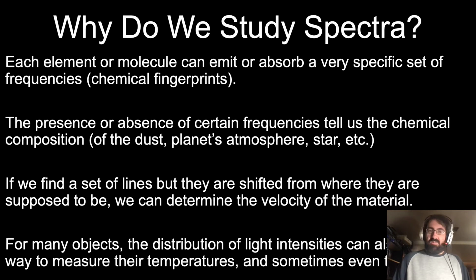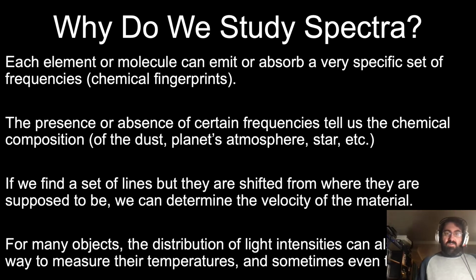Basically, every element or molecule has very specific frequencies at which, depending on which of its electrons are going from one state to another, it will either absorb or emit, depending on the physical conditions. And so if you can measure those frequencies and you know the physics that go into atoms and molecules, we can use these chemical fingerprints or spectra to figure out what sort of elements or molecules might be contributing to that particular absorption or emission, and some properties about the material.